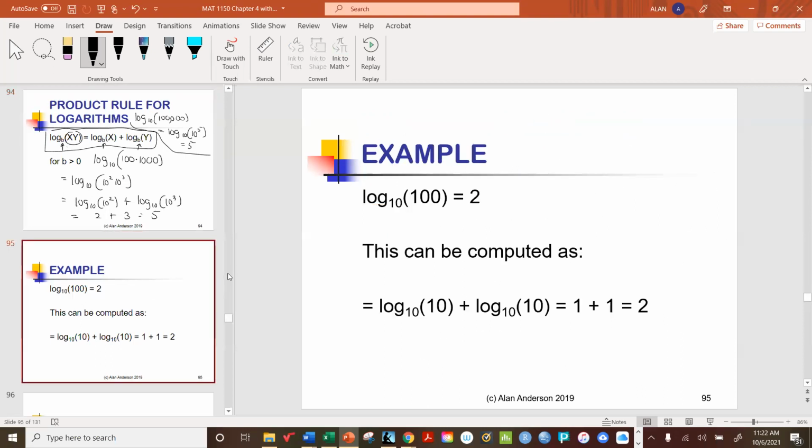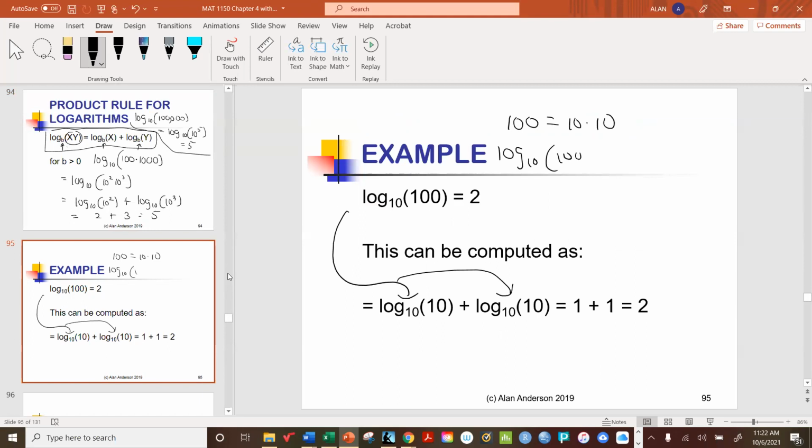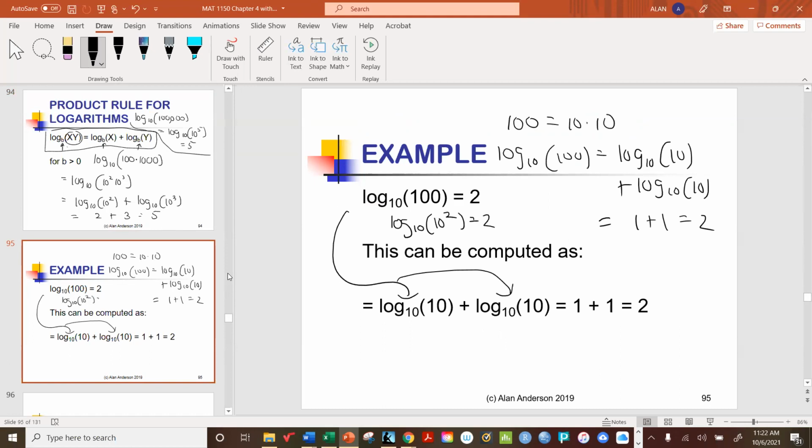Okay. So here, see what I did here? I broke it up, which clearly, because 100 equals 10 times 10, it must be the case that the log of any base of 100 equals the log of 10 plus the log of 10 again, which is equal to 1 plus 1 equals 2, as you can see down here. But you could also have noted that, oh, this is just 10 squared. So it has to be right. How about that?